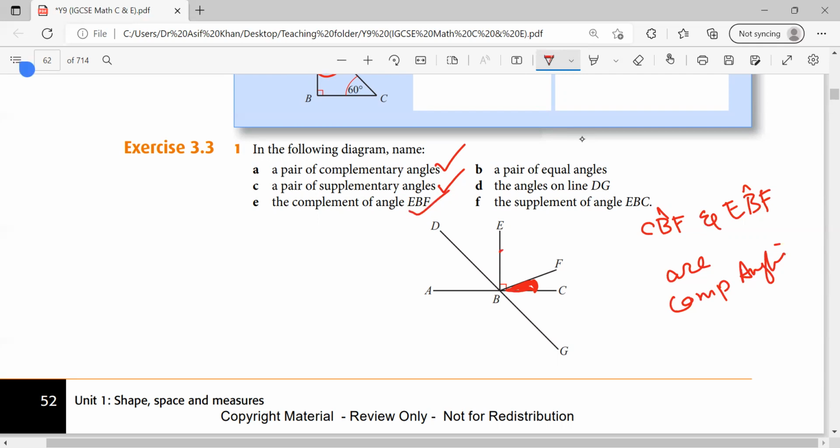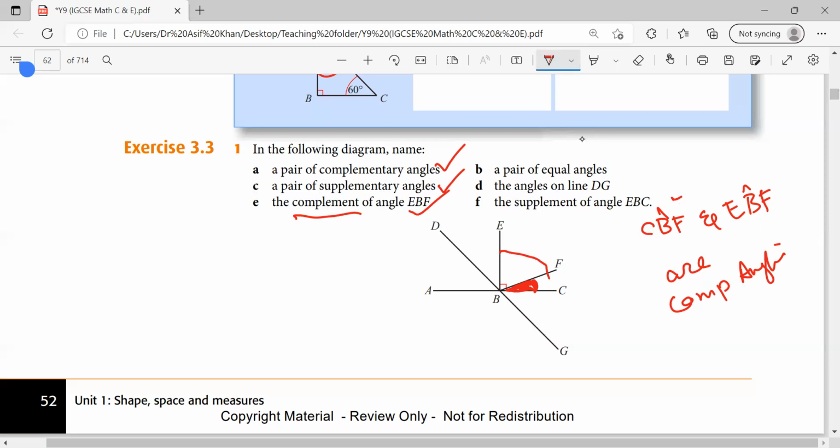EBF is one of the angles. He says what is the complementary angle of EBF? What is the complement of EBF? Obviously FBC, this one. FBC or you can say CBF is the complementary angle of this. Pair of equal angles, which angles are equal?